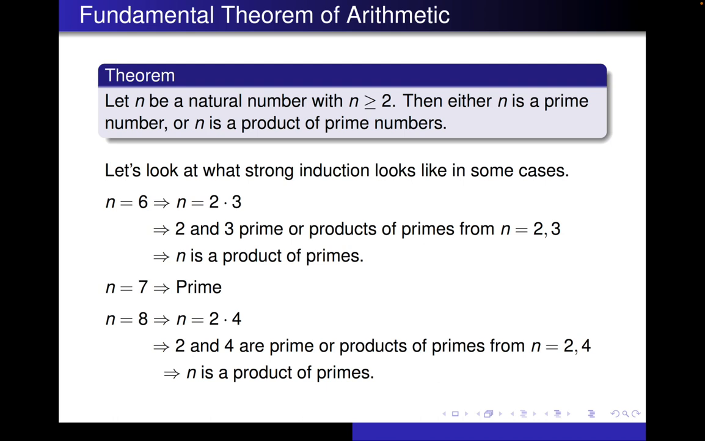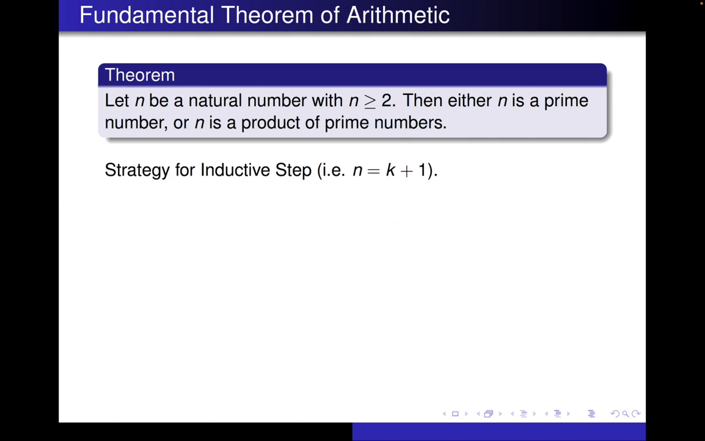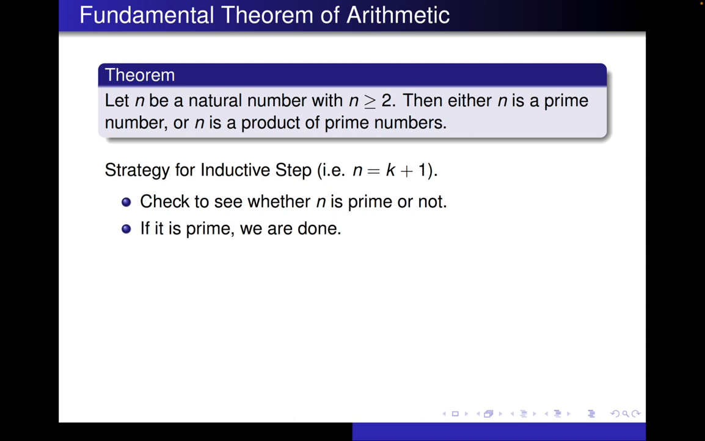So now our general strategy for our inductive step is becoming clear. So here's our general strategy. Again, what we're doing is we're assuming that all the numbers up to k are either prime or can be written as a product of primes. And we want to show that that can be done for k plus 1. And we kind of have 2 cases. First of all, before we do anything, we're going to check to see whether n is prime, so whether or not k plus 1 is prime. If it is prime, then we're done. It's a prime number, we're done.